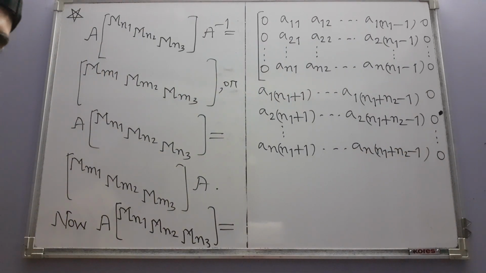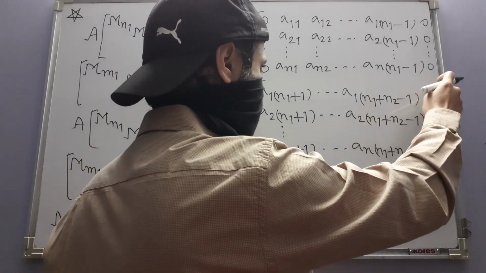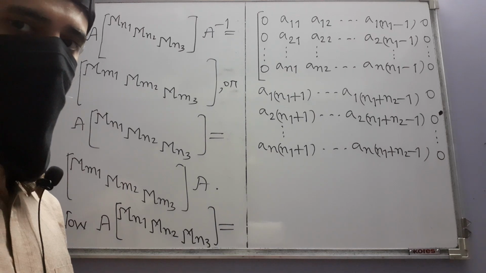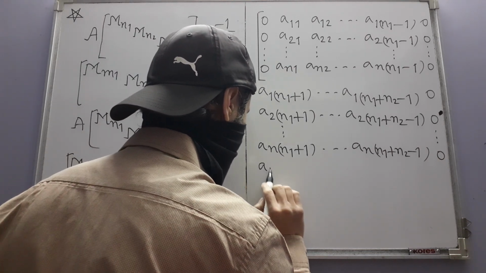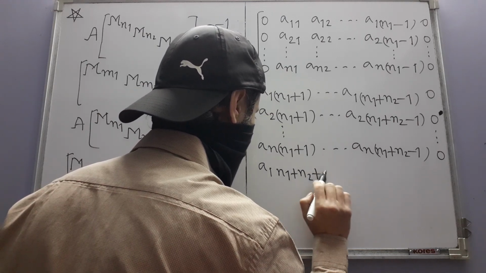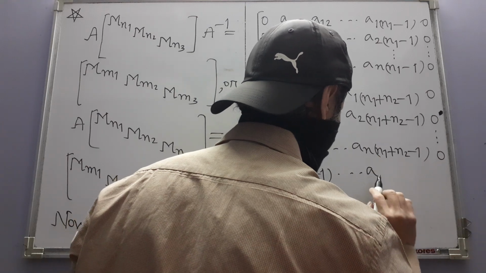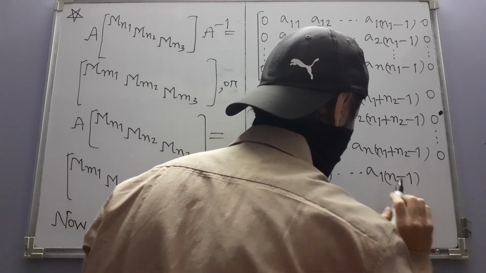And it continues further. So according to this pattern, here you should have the second index n1 plus n2. So in the next column it should be n1 plus n2 plus 1, and it finally ends with n minus 1.